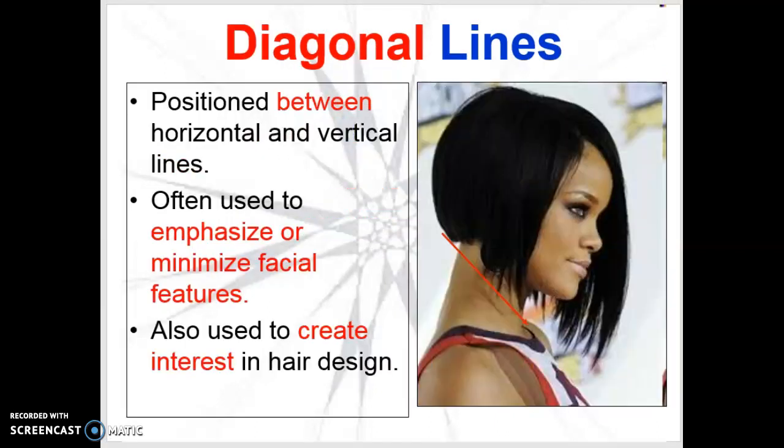Diagonal lines. So they're positioned between a horizontal and vertical line. They're often used to emphasize or minimize facial features. It also can create a lot of interest in hair design.